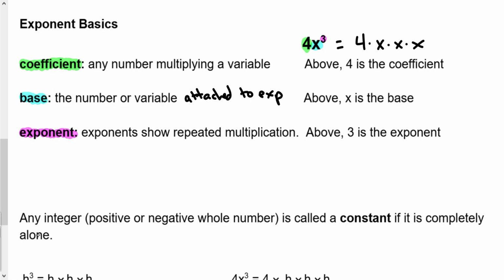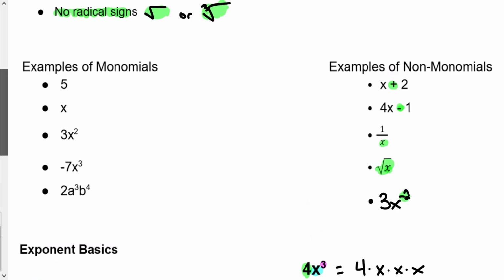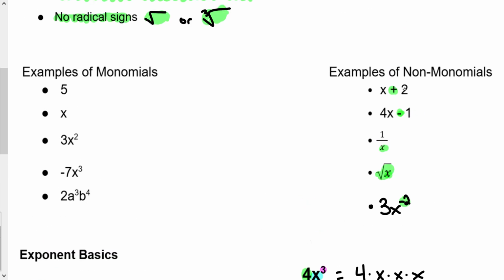Now, there is one other term that I really want you to get comfortable with, and that is a constant. It's a number that's all by itself. What I'm talking about is right here. This would be considered a constant because the 2 is separated from the x by that addition sign. The 1 is separated from the 4x there. Those are constants.